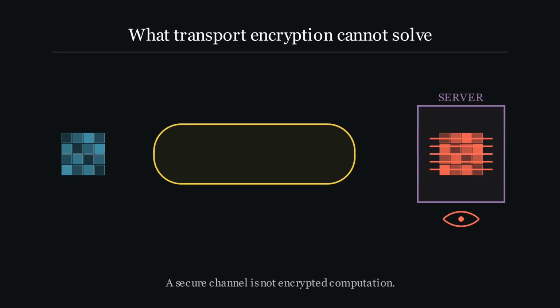TLS can prevent an outside observer from reading packets in transit, but it does not prevent the receiving service, a compromised process, or a memory inspection tool from seeing the decoded data. The visual change from ciphertext dots back into a readable grid marks that exact boundary. Protecting the route is necessary, but the computation itself requires a different mechanism.